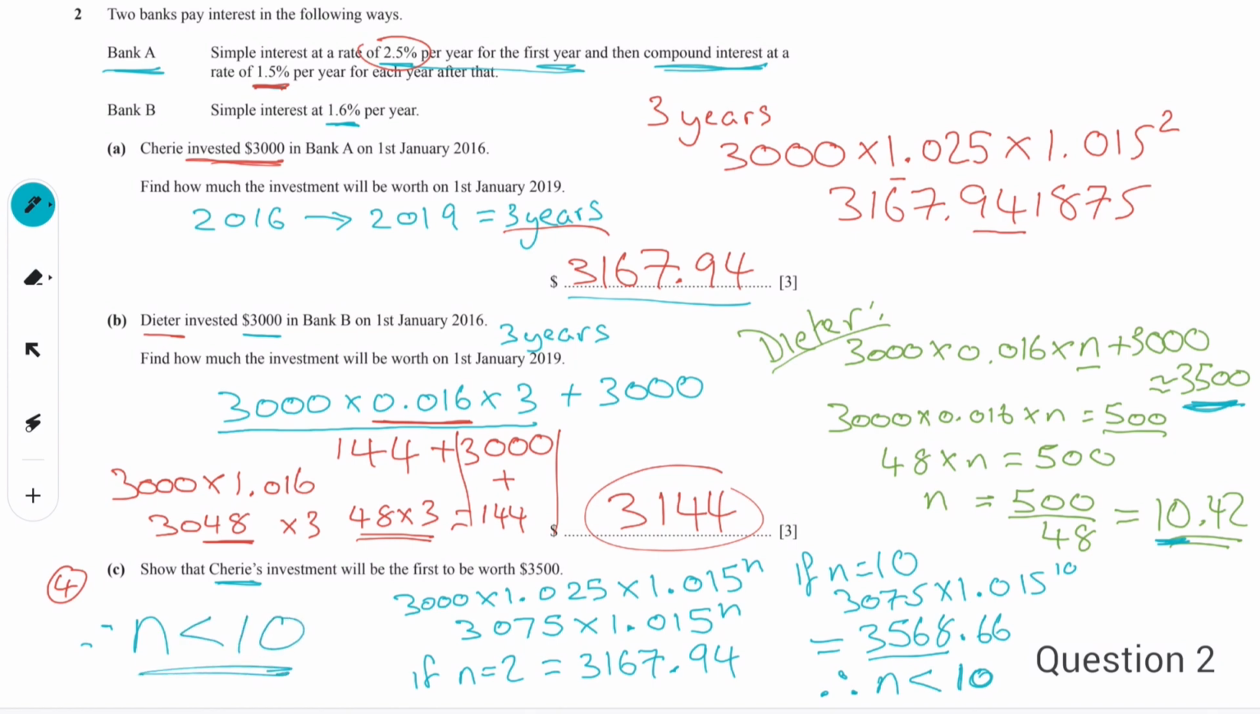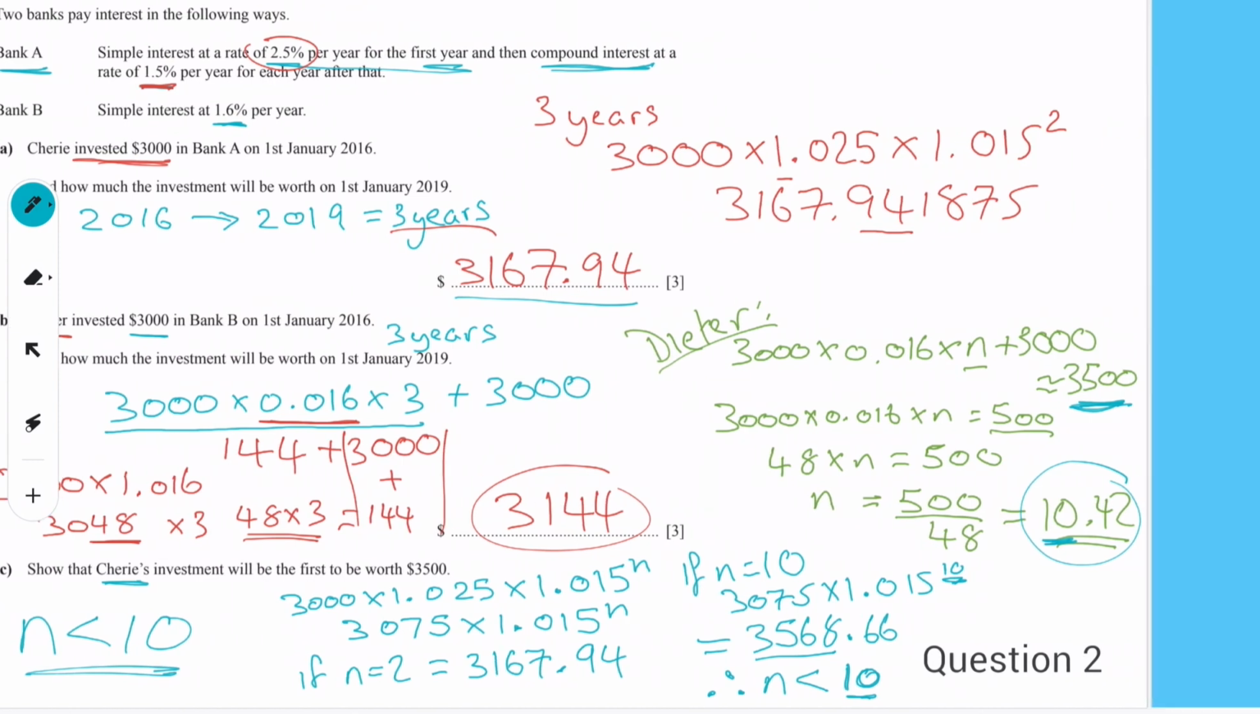Now, the mark scheme might tell you something different, but that's how I would do it. I would take that figure there and I would plug it in here to see whether or not I'm going to get a bigger or a smaller number. In this case, I've got a bigger number using the number 10, so therefore Sherry's investment is better. Okay, I'm hoping that makes sense. Going on to the next one.